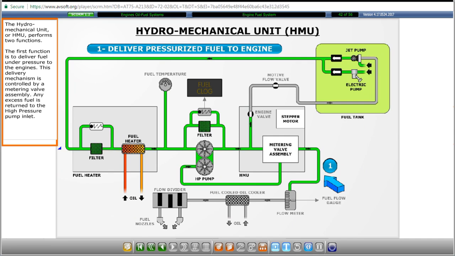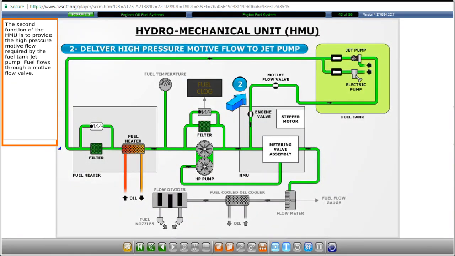The hydromechanical unit, or HMU, performs two functions. The first function is to deliver fuel under pressure to the engines. This delivery mechanism is controlled by a metering valve assembly. Any excess fuel is returned to the high-pressure pump inlet. The second function of the HMU is to provide the high-pressure motive flow required by the fuel tank jet pump. Fuel flows through a motive flow valve.